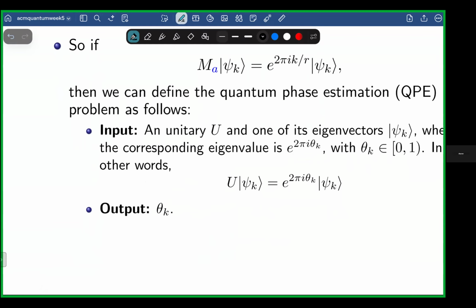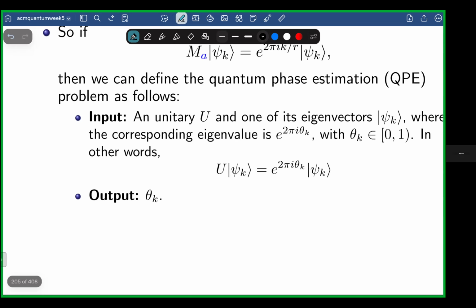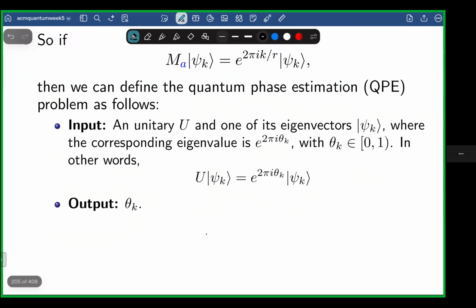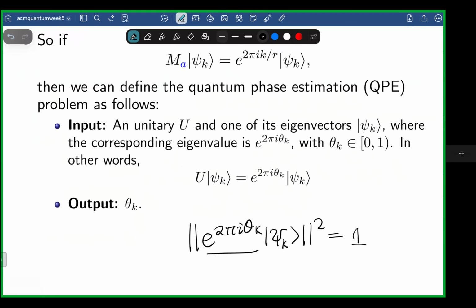The reason why we define the eigenvalue to have this complex exponential form is because it should be normalized. So at the end here, when we take the norm squared of e to the 2 pi i theta k times psi k, okay, there should be one bar. But this will end up being 1, because if you take the complex conjugate of this coefficient and multiply it by itself, you're always going to get 1. So that's why that's the general form.